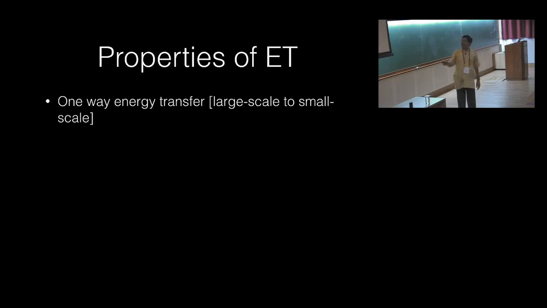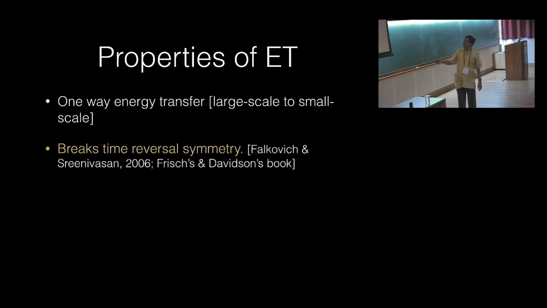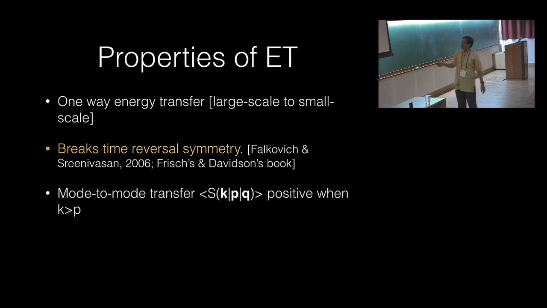And this I can use, so this breaks the time reversal symmetry. Look at it this way. This is energy flowing from large scale to small scale. What if I do a time reversal operation? My velocity field will be reversed. u must go to minus u. If u goes to minus u, what happens to the flux?